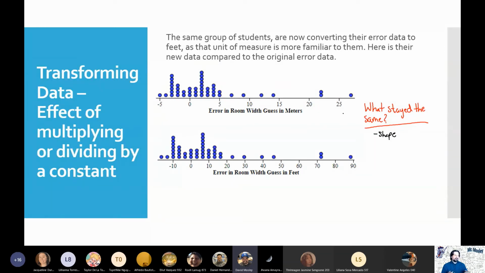When you multiply or divide your data by a constant, the shape is the only thing that stays the same. Everything else gets shifted around a little bit, right? Because we're multiplying or dividing. So again, it might look the same, but we need to pay attention to the numbers along the bottom of our line here. Okay.